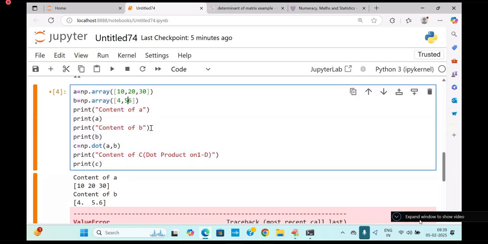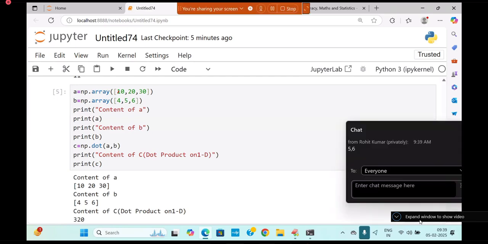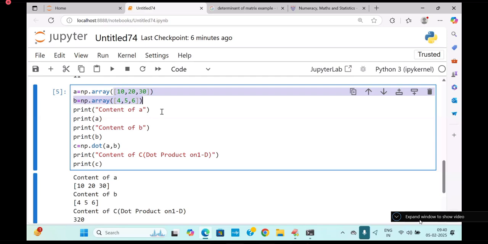Yes. So here we are going to get 10 into 4, 5 into 2, 30 into 6: 40 plus 100 plus, come on, 180. How much is this? 40 plus 100 is 140, plus 180. How much is the result? Are you following this? This is known as which one? Dot product on 1D. This is a very, very important question.